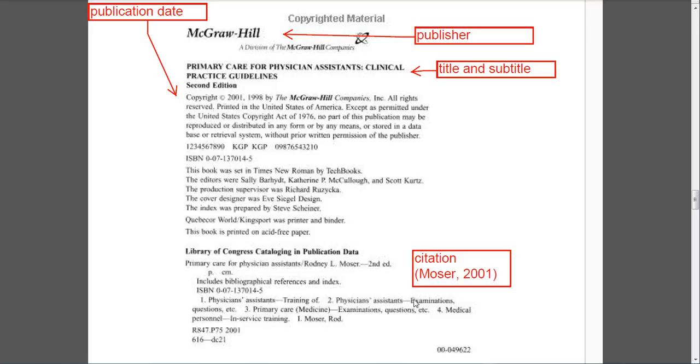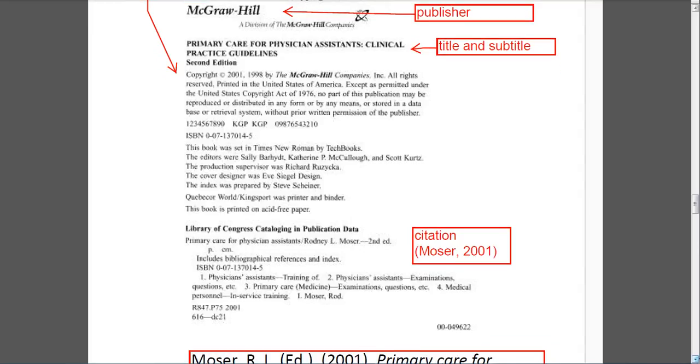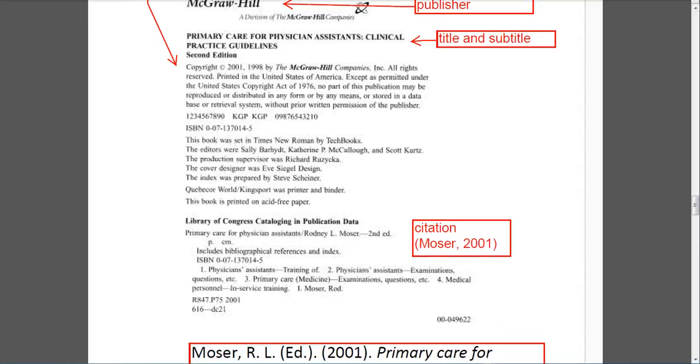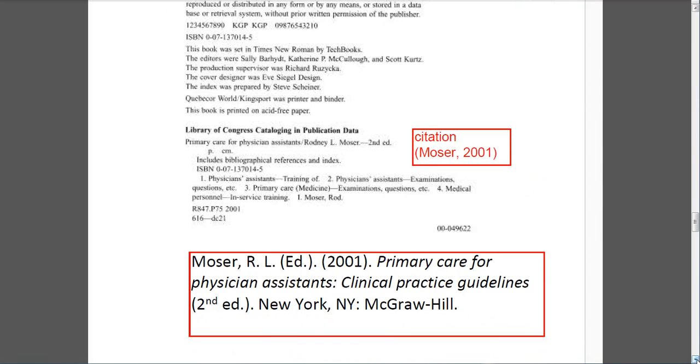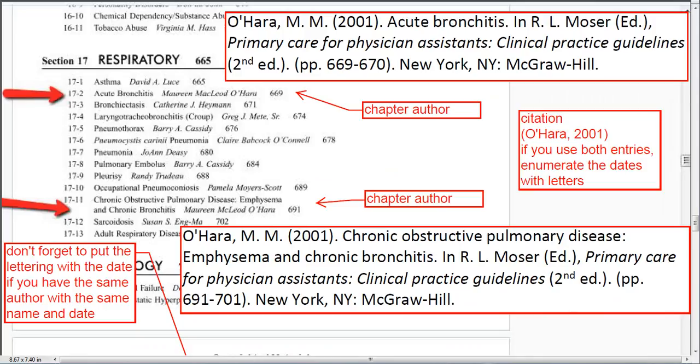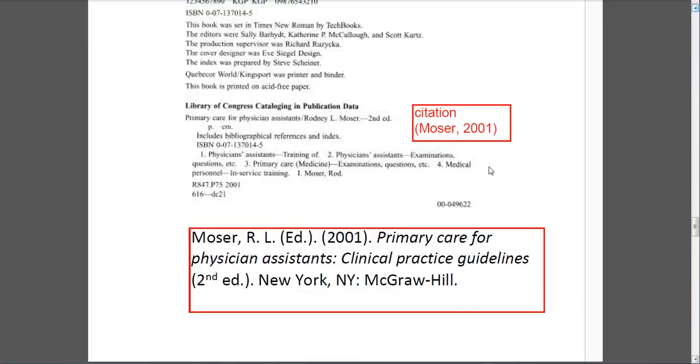And so if we were just going to cite the book, then Dr. Moser is the editor, and the date, Primary Care for Physician Assistants in italics, and Clinical Practice Guidelines is the subtitle with only this word capitalized. Second edition, here's the location and the date.